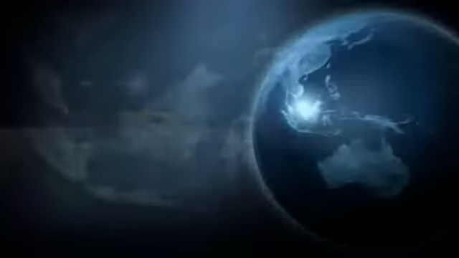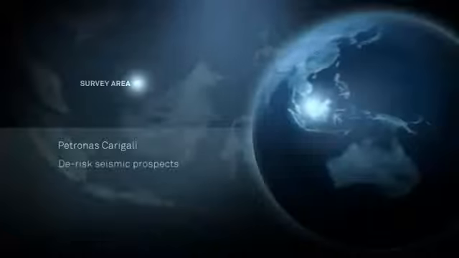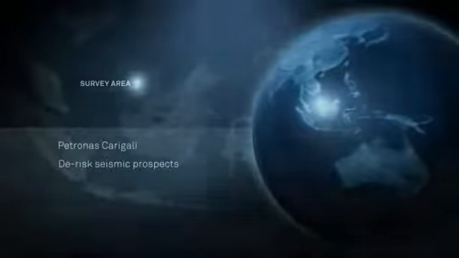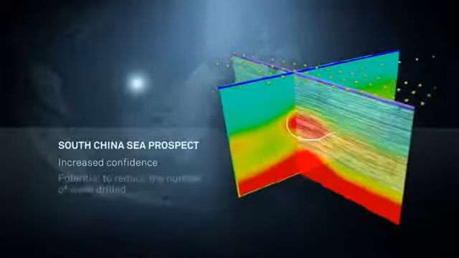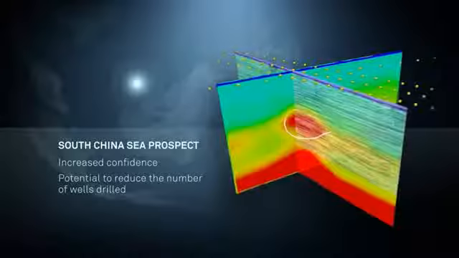On the other side of the world, Petronas wanted to de-risk seismic prospects. CSEM was once seen as a deepwater method, but improved equipment, processing and inversion mean that water depth is now only limited by safe vessel operating conditions. In this example, a high resistivity area coincides with the seismic-defined prospect, which increases the confidence in the prospect, and potentially reduces the number of wells to be drilled.